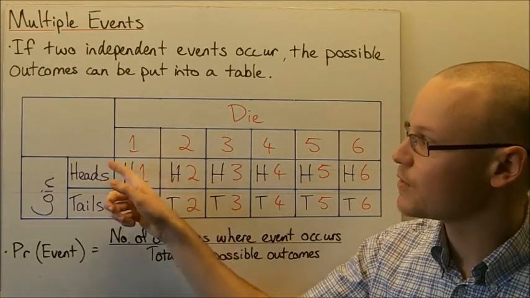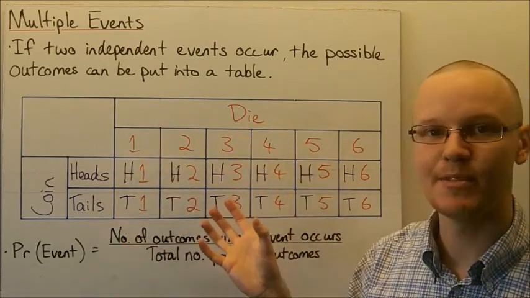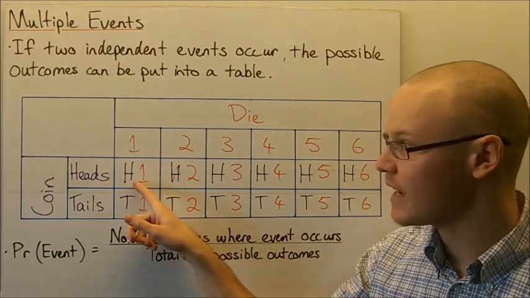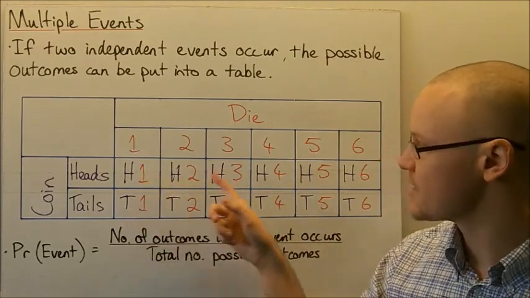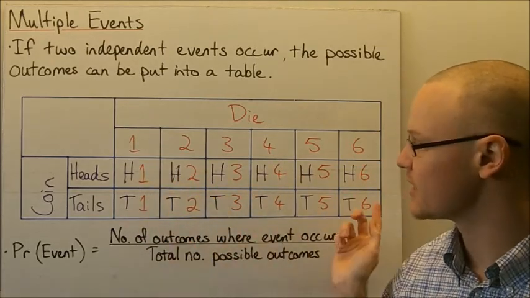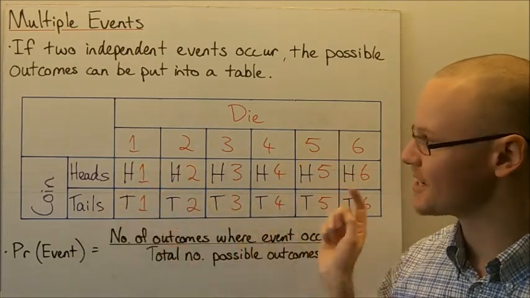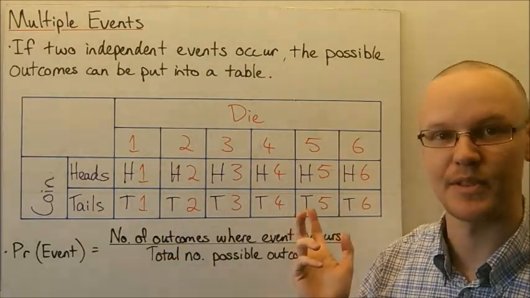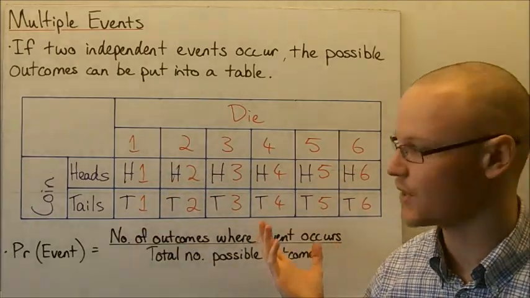Once we have put all of the different possible outcomes for each of them, we can see what the possible combinations can be. The possible combinations could be flipping a head and rolling a 1, flipping a tail and rolling a 3, and we can see that there are 1, 2, 3, 4, 5, 6, 7, 8, 9, 10, 11, 12 possible outcomes here. 2 times 6. There are two possible outcomes for the coin, 6 possible outcomes for the die, so there's 2 times 6, 12 possible outcomes within here.